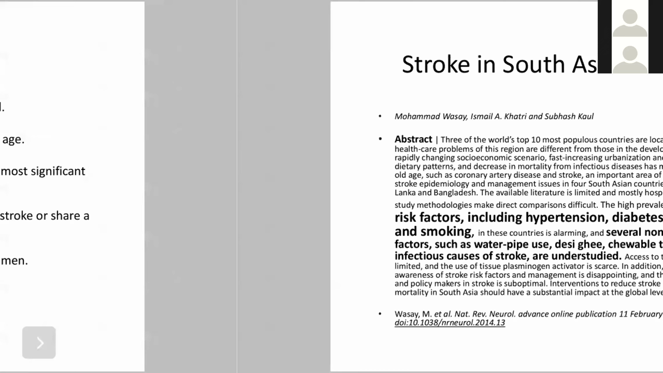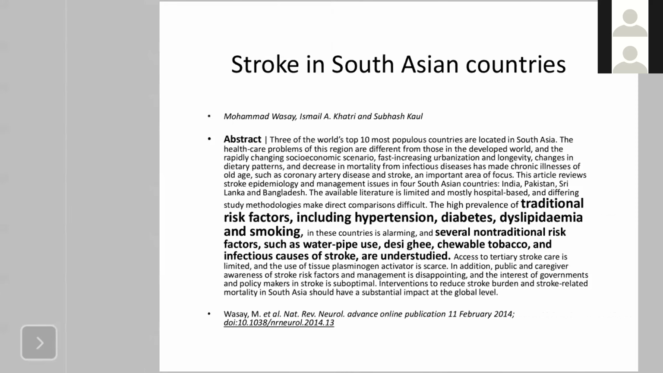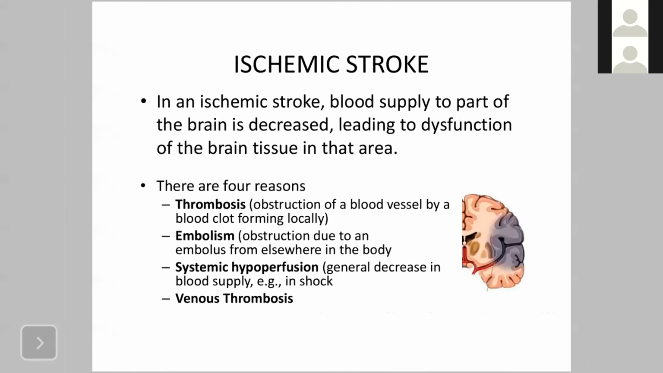Okay, so what is a stroke? It is an acute neurological deficit that is caused by disruption of blood supply to any part of the brain. Okay, there are two types of stroke: ischemic stroke, which is caused by blockage of the blood vessels, and hemorrhagic stroke, which is caused by rupture of blood vessels. We are going to discuss hemorrhagic stroke tomorrow, and today we are going to discuss ischemic stroke.